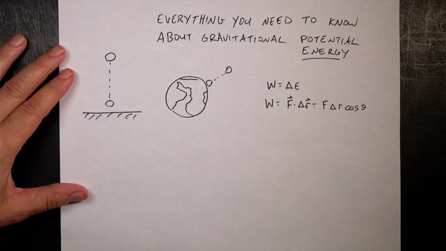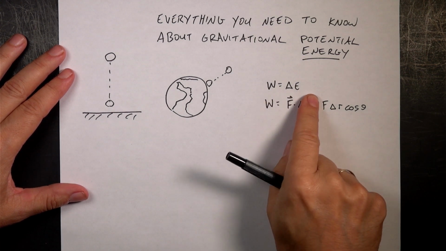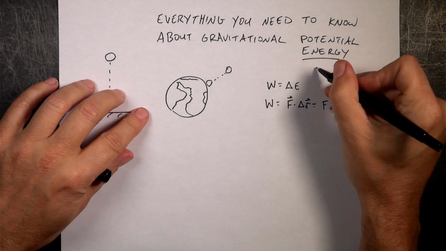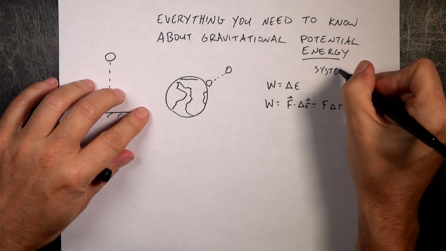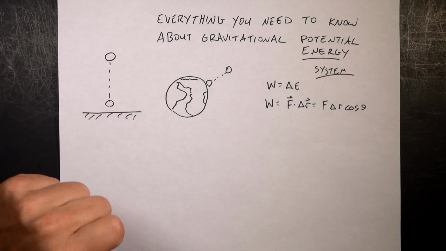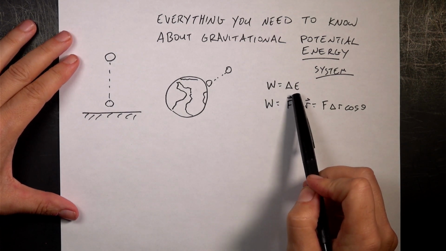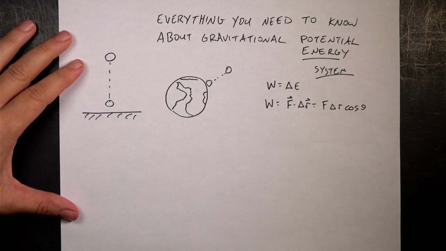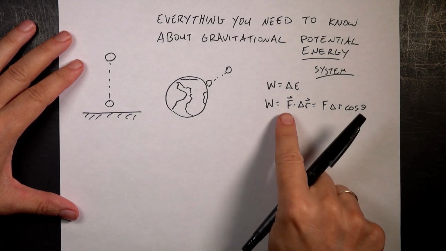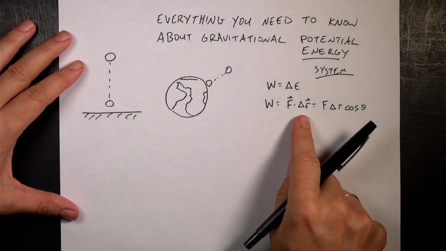Number one, the work energy principle. The work energy principle says that if I have some system, and it's important to have a system, and I'll talk about that in just a second, then the work done on that system is equal to the change in energy of the system. Okay, well, fine. Well, then what is work? Well, work is defined as a force over some distance.